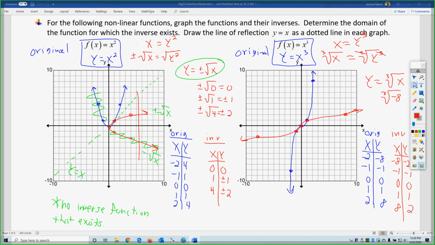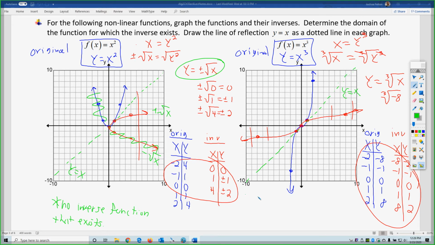Okay, what you should notice is the tables flipped, because we're flipping the x and y values. We flipped the x and y tables. However, here, this one, no matter where I go, passes the vertical line test. Okay, and all the values for the original and the inverse lie along the line y equals x. So they just flopped their x and y values.